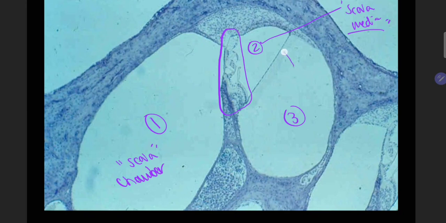And then we have an additional membrane. This is a dividing membrane separating chambers 2 and 3. And this membrane is called our basilar membrane. And these are the 2 landmarks you want to use to identify your chambers. So from here, I'll just tell you scala vestibuli is separated from the middle chamber by this basilar membrane. So this tells us that 3 is going to be our scala vestibuli. There it is. And then our remaining chamber, number 1, is scala tympani.